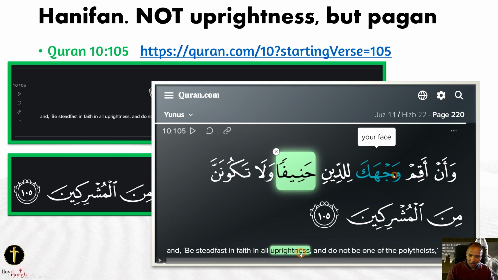Be steadfast in faith in all uprightness, right? So again, they insist that this is all to do with uprightness, being upright as in being honorable, being an upstanding human being. Uprightness literally means upright pillars. Show your uprightness like the pillars that were worshipped.